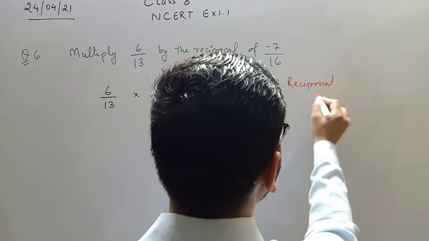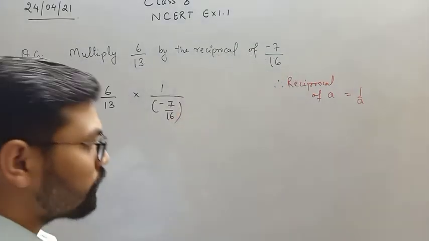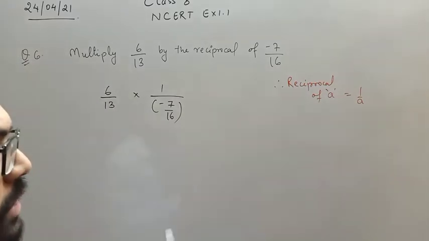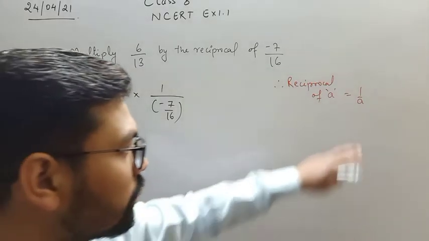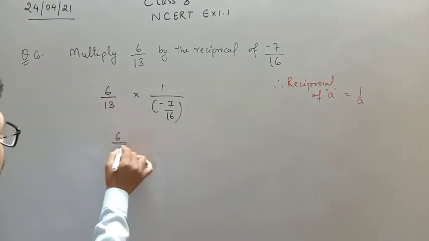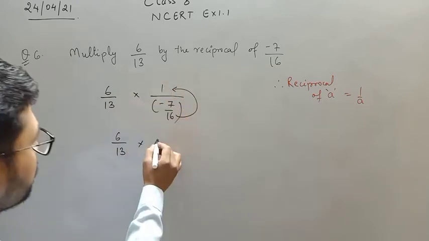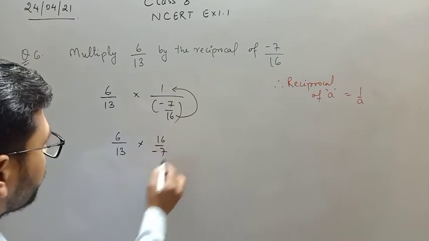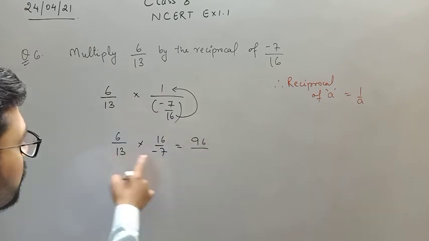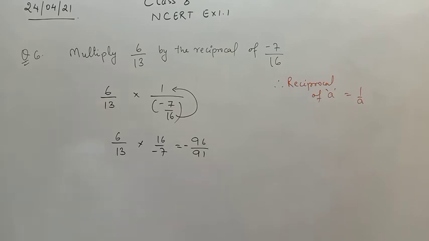or I can write here, reciprocal of a is equals to 1/a. रेसिप्रोकल ऑफ अ नंबर a इज इक्वल्स टू 1/a. अगर आपके पास बेटा एक नंबर a है तो उसका reciprocal, that means उसका उल्टा क्या होगा, 1/a, right. Now 6/13 into, so this value goes into the numerator, so 16/-7. 16 6s are 96 upon 13 7s are 91. So -96/91 is the value.